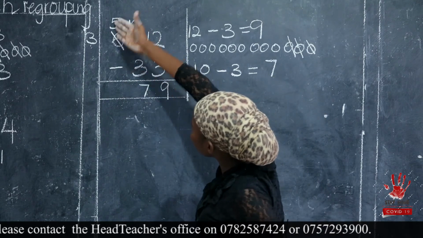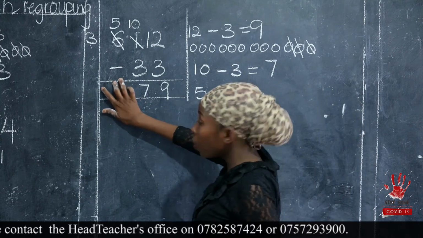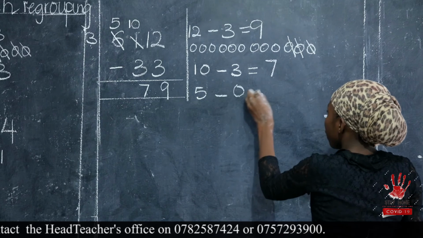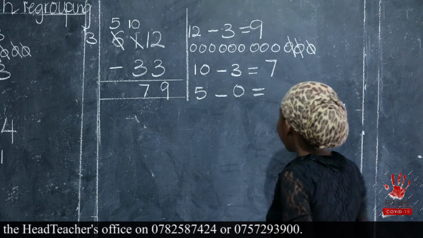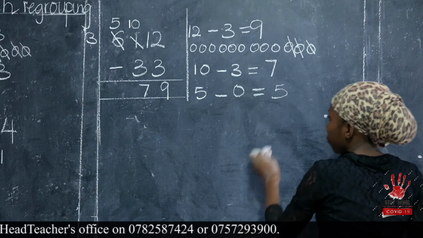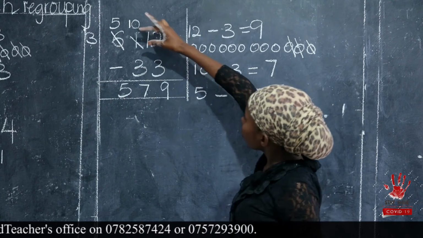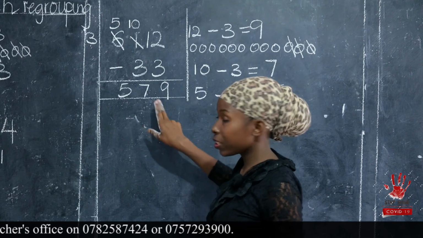We move to this last neighbor, who is 5. 5 take away. What do we have here down? Nothing. So 5 take away 0 is? You have a 5 and someone tells you to take away nothing. Of course, you remain with that number you have. So 5 take away 0 is 5. So 612 take away 33 is 579.